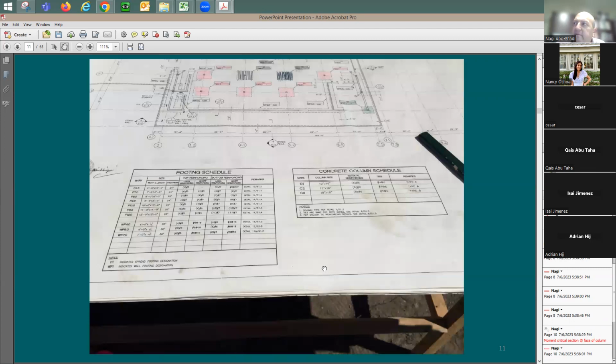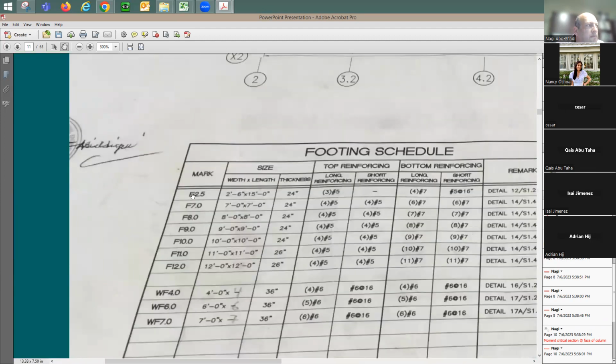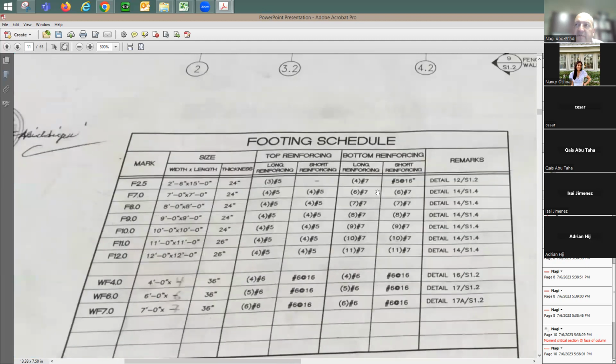Here's an actual plan, right? This is from an actual project. And you see here, the footing is scheduled. We put the footing mark or the model. For example, this F8, usually we say it's going to be 8 feet by 8 feet. Here's the thickness, here's the reinforcing bars, top and bottom. Sometimes we have top rebars, sometimes we have no top rebars, but for sure we have bottom rebars. Look at the amount of rebars on the top compared to the bottom. Big difference, right? Number 5 versus number 9, number 7.